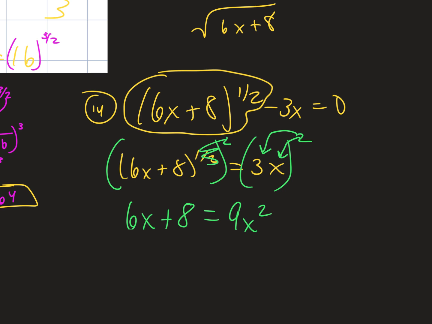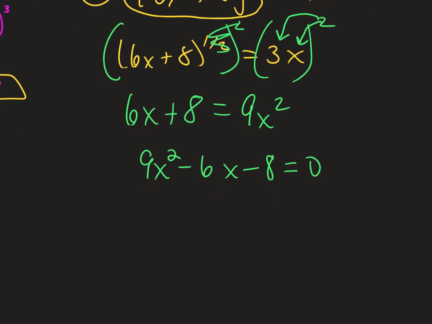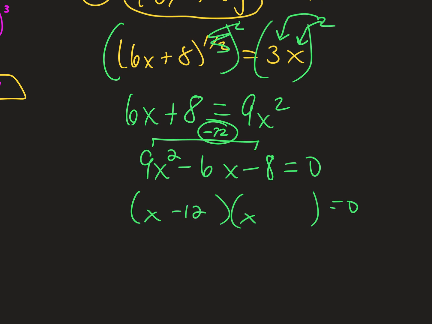If you have an exponent, it gets distributed to everything inside the parentheses. Everything. So now what do we have to do? We have to move everything over. So I have 9x squared, I'm going to move 6 over, so minus 6x, and I'm going to move 8 over, minus 8 equals 0. And we do what? Should we just jump into the quadratic formula? I wouldn't. I'd see if this factors. 9 times 8 is negative 72. Are there factors of negative 72 that multiply to give me negative 72 but add to give me negative 6? Minus 12 and plus 6.